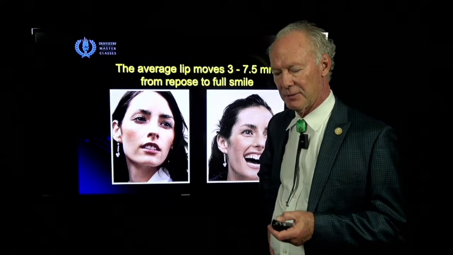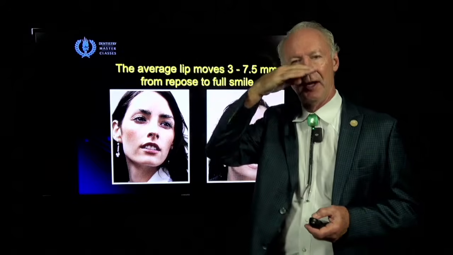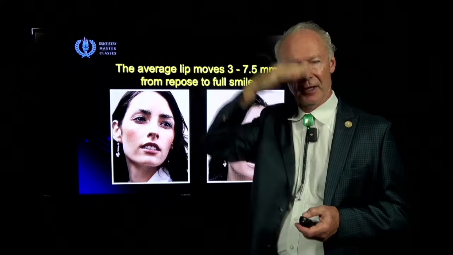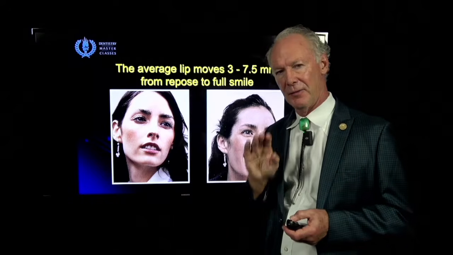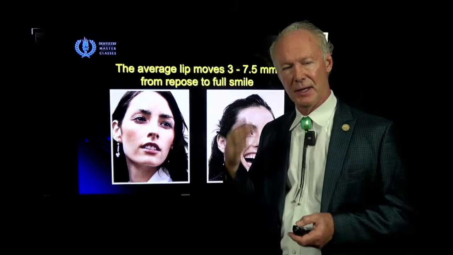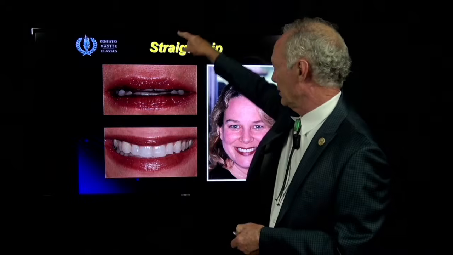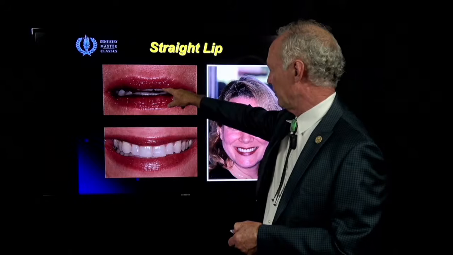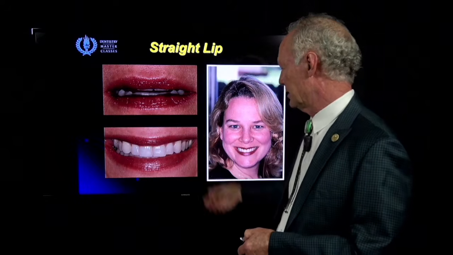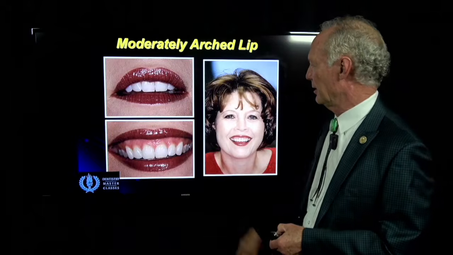So if you've got a maximally arched lip, the lip only moves about 2 to 3 millimeters from lip in repose to full smile. If you've got a flat lip, the lip moves about 7.5 millimeters from lip in repose to full smile. So it moves from here to here about 6 to 7.5 millimeters, whereas this one probably moves 4 millimeters, the moderately arched lip.